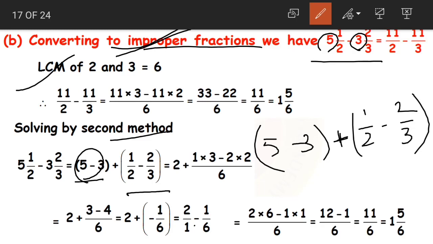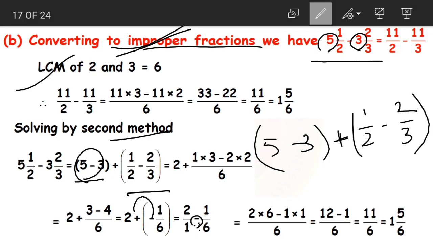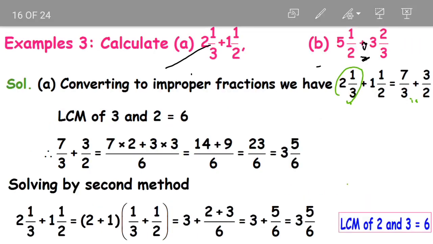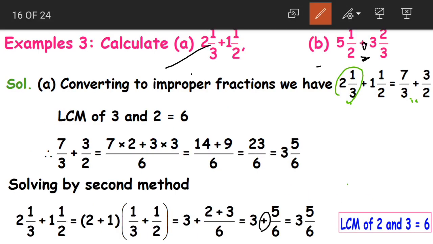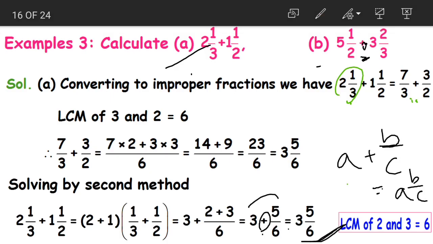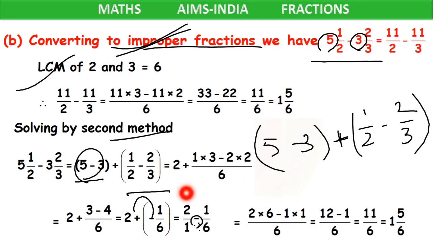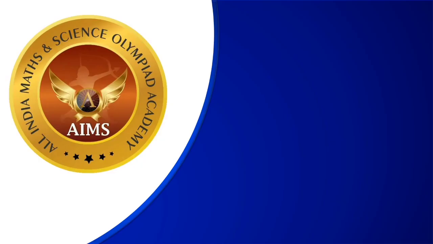Yes students, here again, why did we do this subtraction here? As plus into minus becomes minus, we are subtracting. But in the previous example, we got plus only. 3 plus 5 by 6. As we know, a plus b by c is the standard form of a mixed number, which is nothing but equal to a b by c. So we simply combined them and wrote 3 5 by 6. But here the case was different. There was a negative sign. So we again subtracted both the fractions here.